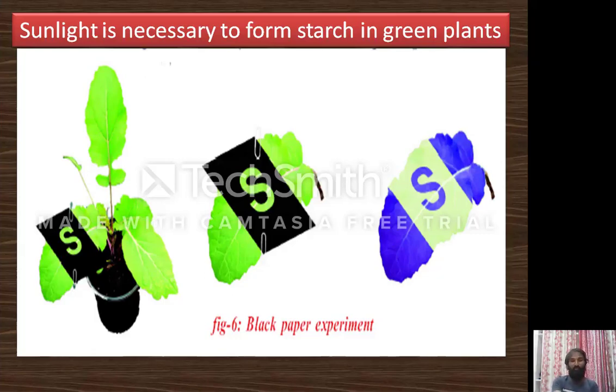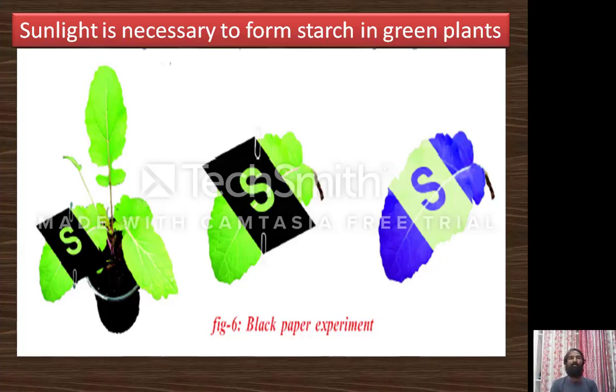First you take a potted plant that was placed in dark conditions. Why is the plant placed in dark conditions? We already discussed in the CO2 experiment: because of de-starching the plant. For 2 to 3 days we keep this healthy potted plant in a dark room. After that, we take the plant and take a black paper and cut it into an S shape.